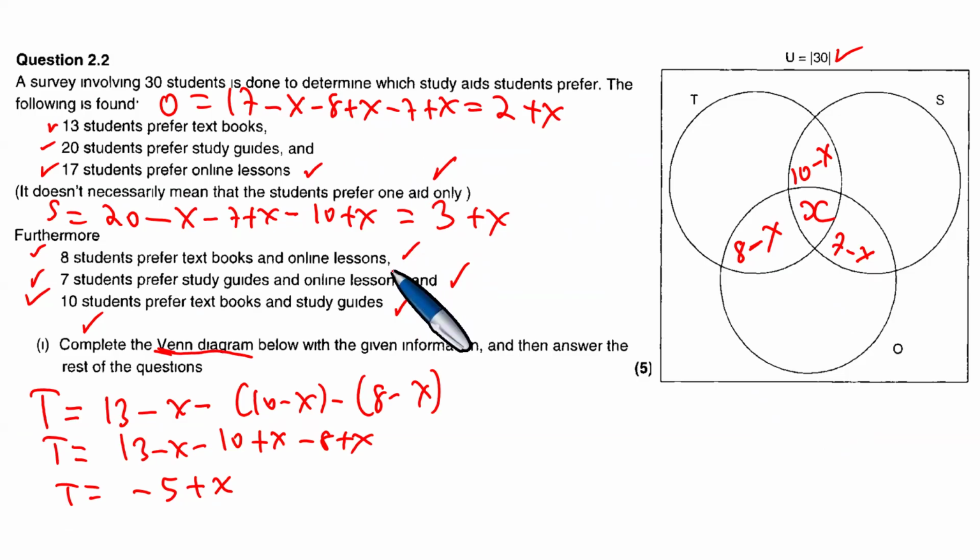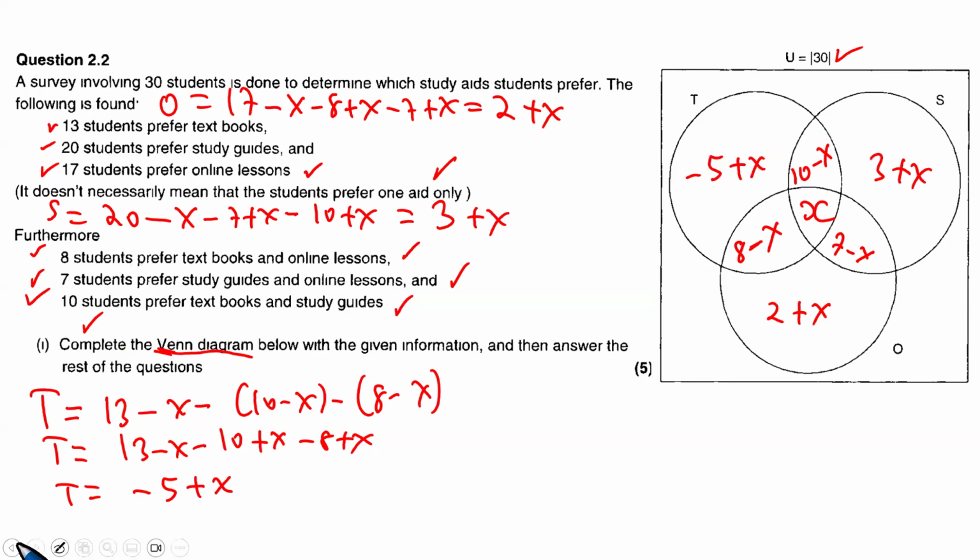So now this is exactly what we have. If we think about this very well, we have got this particular result here. So we're going to add every single bit we have got. If from T, which is 13, we subtract everything here, we have x minus 5 for the textbooks, 3 plus x for the study guides, and obviously for the online classes, we also have 2 plus x. So with this now we need to add every single bit.